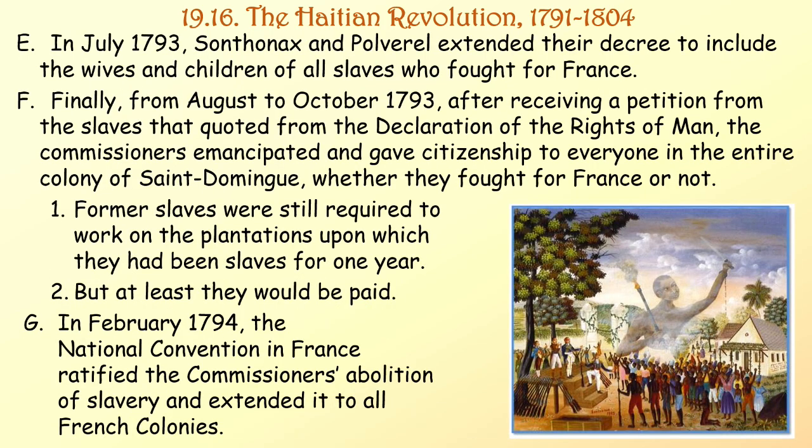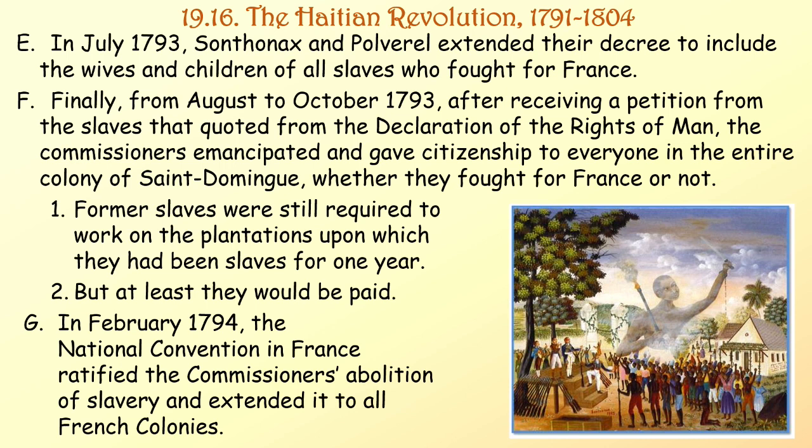In July 1793, Sonthonax and Polverel extended their decree to include the wives and children of all slaves who fought for France. And finally, you see this is going in stages, from August to October 1793, after receiving a petition from the slaves that quoted from the Declaration of the Rights of Man, the commissioners emancipated and gave citizenship to everyone in the entire colony of Saint-Domingue, whether they fought for France or not. Former slaves were still required to work on the plantations upon which they had been slaves for 1 year, but at least they would be paid.